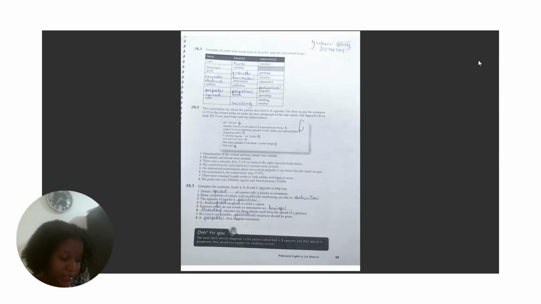28.3. Complete the sentences. Look at A, B, and C opposite to help you. 1. Distant spread of tumor cells is known as metastasis. 2. Many symptoms of cancer, such as difficulty swallowing, are due to obstruction. 3. The opposite of painful is painless. 4. A malignant neoplasm is called cancer. 5. Tumors which do not invade or metastasize are benign. 6. Secondary tumors are those which result from the spread of a primary. 7. If a cure is not possible, palliative treatment should be given. 8. A palpable liver suggests metastasis.